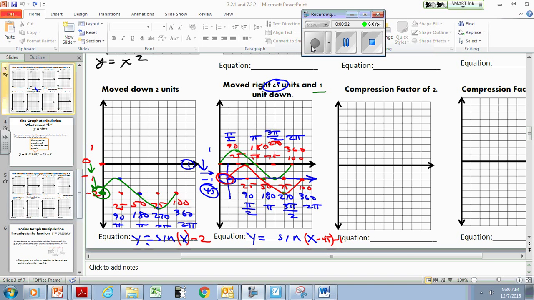Alg2b, transforming sine waves. So here we go.